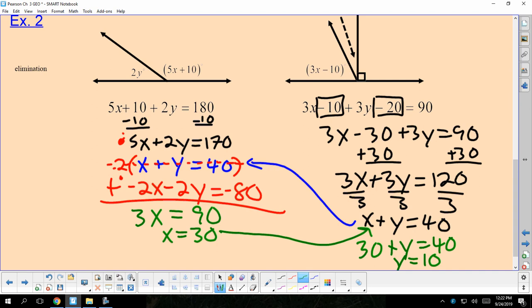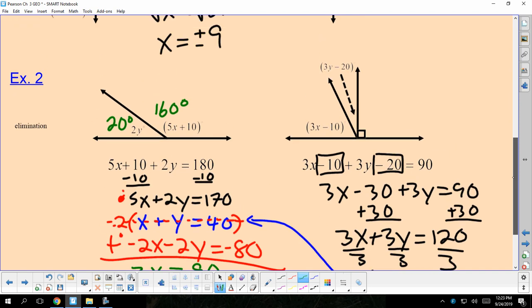So it says, using the two diagrams, find the measure of the smallest angle. All right, well, let's plug this in and see if we can find the measure of all the angles. So 2 times 10, 20 degrees right there. So this has to be 160 degrees, because they're linear. And then we have 3 times 10 minus 20. That guy has to be 10 degrees. The smallest angle is 10 degrees, so that one is 80.